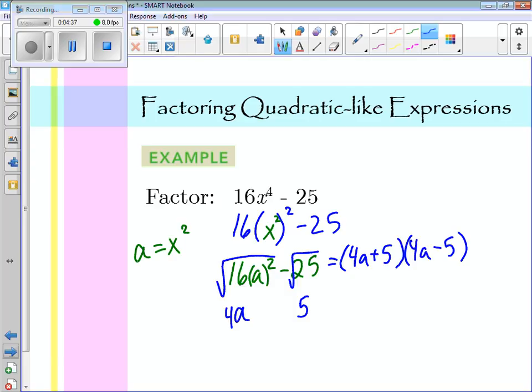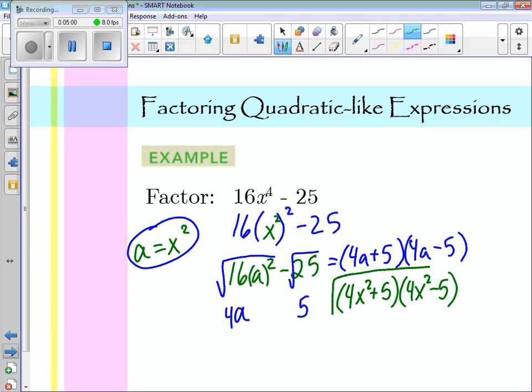Now the problem did not start out with A's, it started out with X's. So we need to look back at what we substituted. We substituted A for x squared, so let's substitute back. Instead of A, I'm going to put an x squared. And look at the problems as I'm boxing it in. 4x squared plus 5 is not a perfect square binomial. 4x squared minus 5 is not a perfect square binomial, so I cannot factor it any further, so we're done.